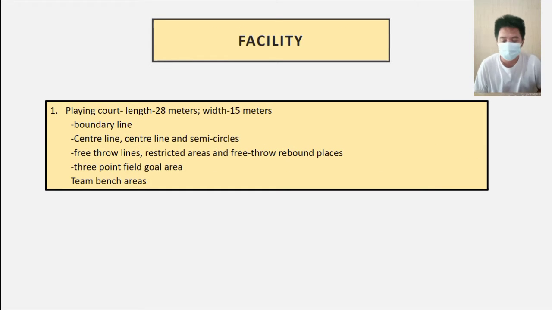Facility. Playing court length 28 meters, width 15 meters. Boundary line, center line and semicircles, circles, free throw lines, restricted areas and free throw rebound places, 3-point field goal area, team bench area.